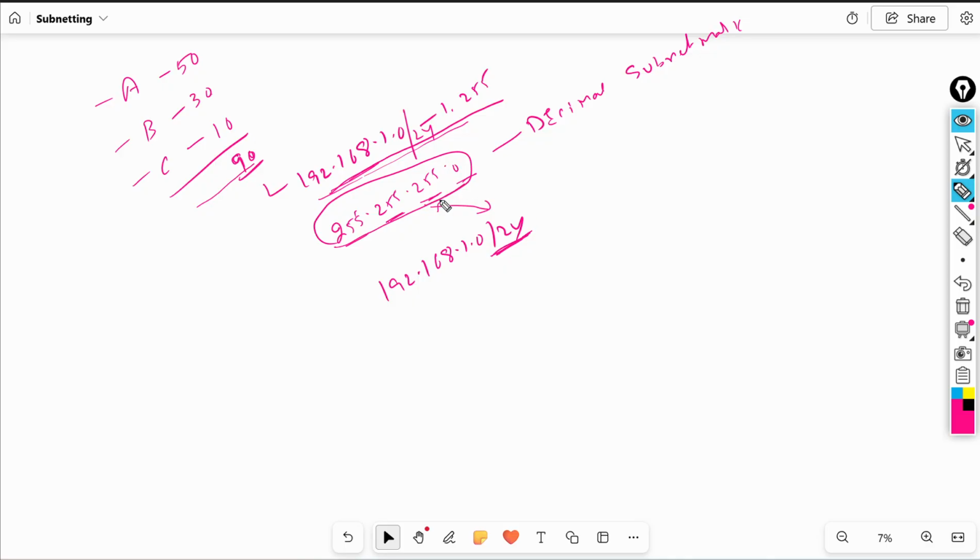This is the decimal subnet mask, but this mask is the CIDR mask, classless interdomain routing.